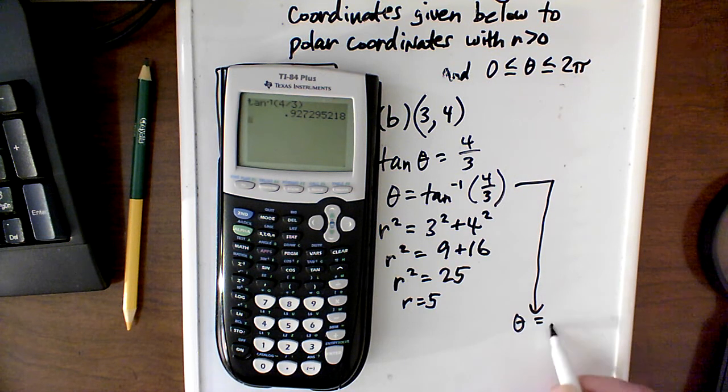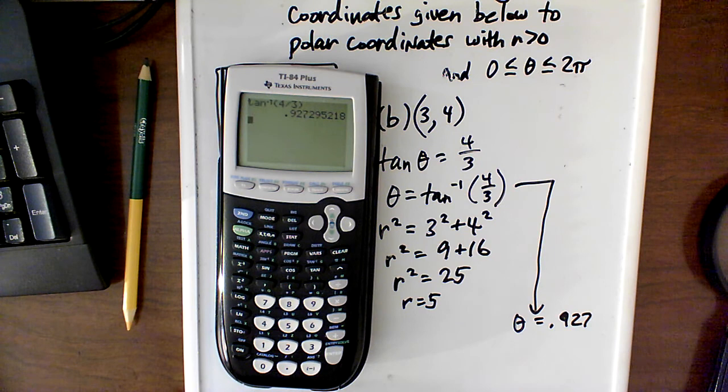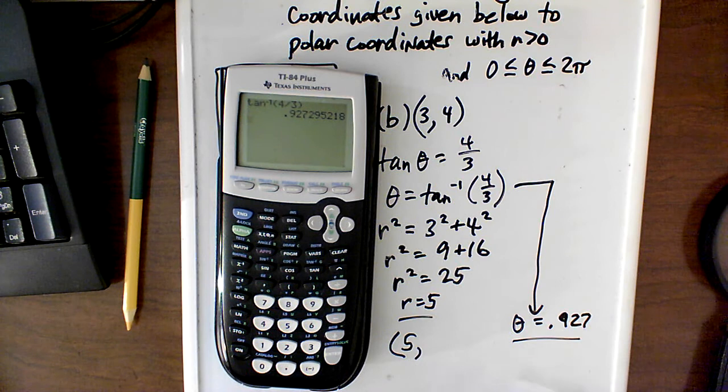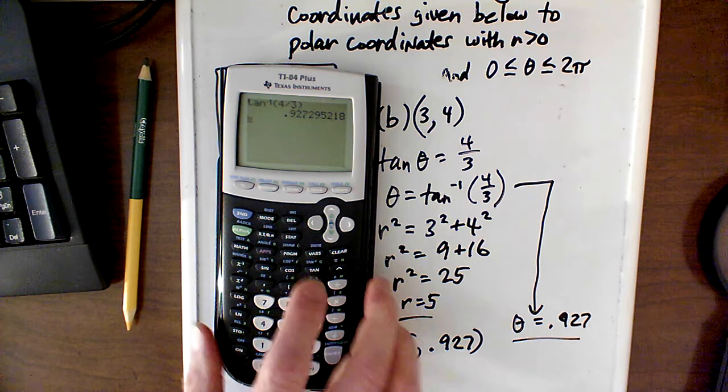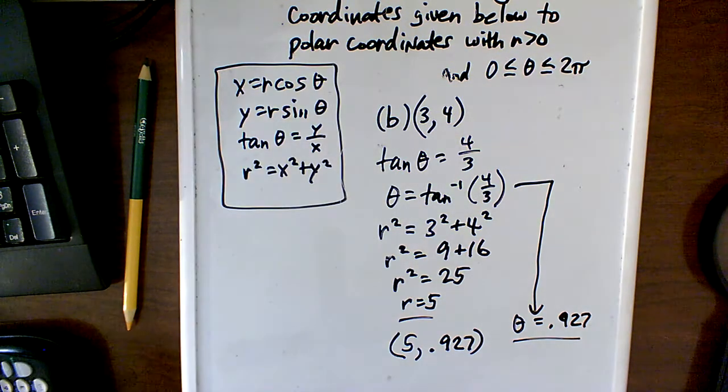So theta is 0.927. We're used to seeing different types of something with pi in it, but radians can also just be numbers. It doesn't always have to have a pi in there. So now we've got our theta, we've got our r, so we rewrite 5, comma, 0.927. And those are our polar coordinates, starting with the rectangular coordinates.